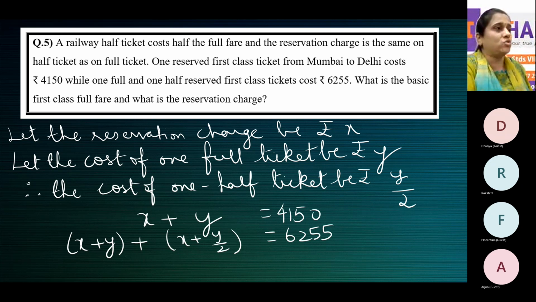And what is x plus x? 2x. In the second equation, x plus x is 2x. Y plus y by 2, take the LCM, you will get 3y by 2 is equal to 6255. Then take up the LCM, cross multiply. I'll tell you.